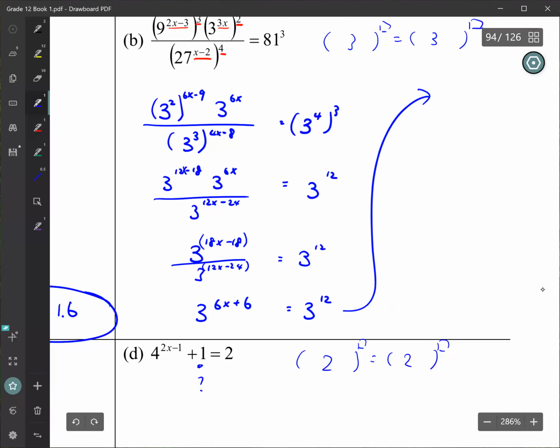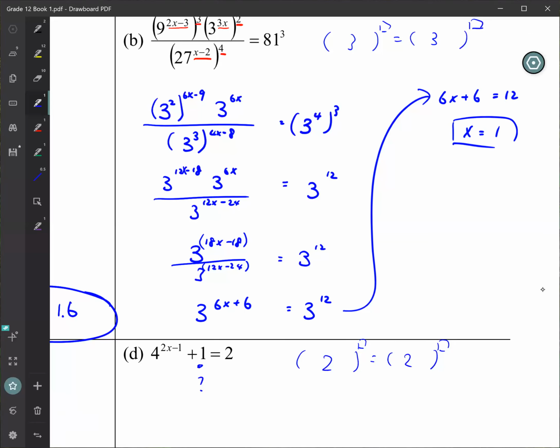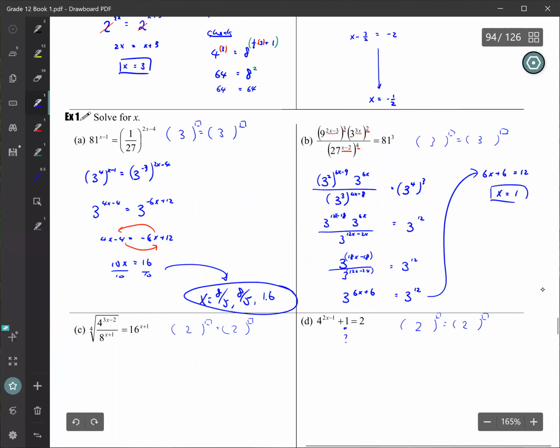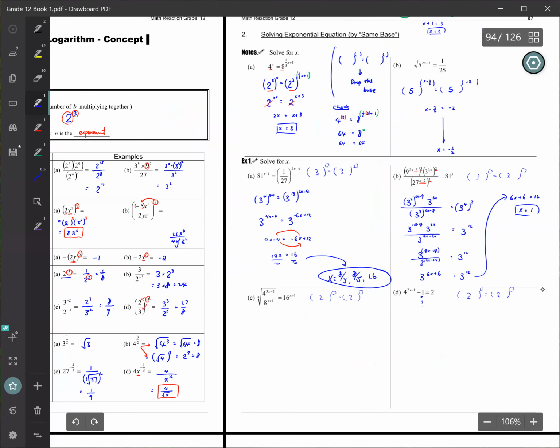So once you get here, you would have 3 to the 6x plus 6. You can drop the base now, right? You have one base on left, one base on the right. So 6x plus 6 will equal to 12. Then that will give you x equal to 1, if you isolate x. So most of you got it correct. Okay, very good. Let's look at one that has the root now.